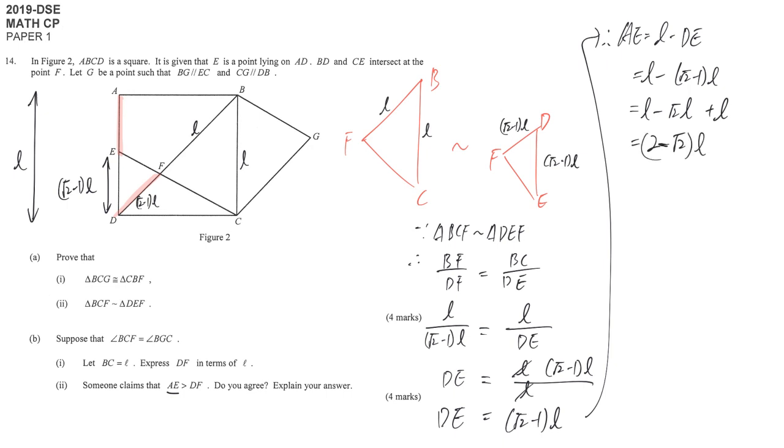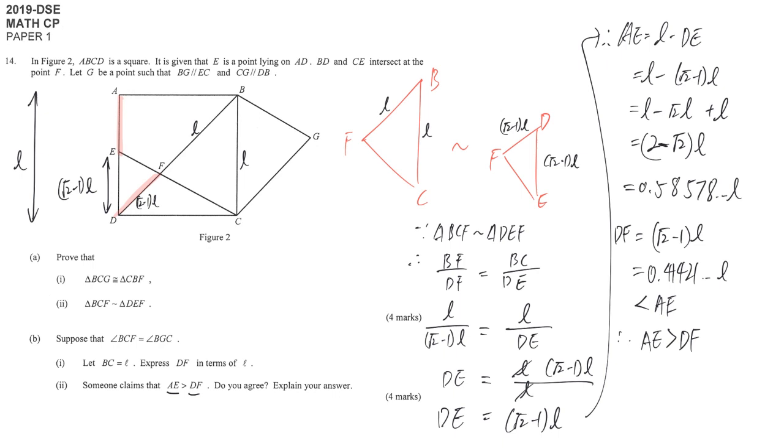This is AE. It's approximately 0.58578 something L. Then we compare with another line, DF. DF is equal to square root 2 minus 1 times L, which is 0.41421 something L. So it's obviously smaller than AE. Therefore, AE is larger than DF, and we agree with the statement.